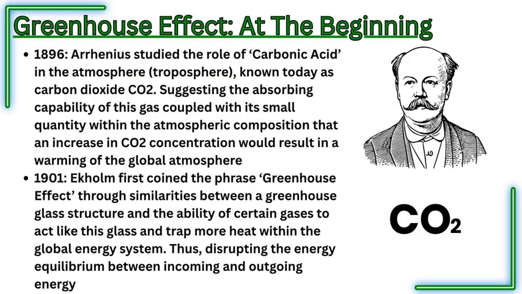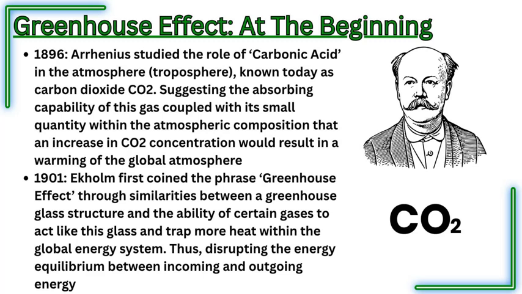Then fast forward into 1896, Arrhenius studied the role of carbonic acid, known as CO2, in the troposphere and looked at this gas for its absorbing capabilities, and with its small quantity predicted that if this quantity would increase, so if there's more CO2 in the atmosphere, then that could possibly create an increase in absorbing energy and therefore heat released into the atmosphere, which would cause an increase in global temperature of the atmosphere. So that was back in 1896.